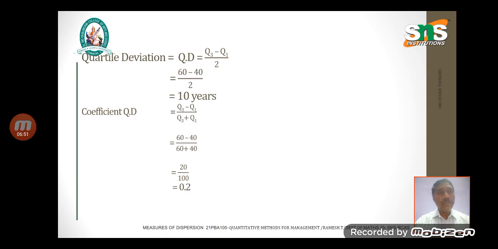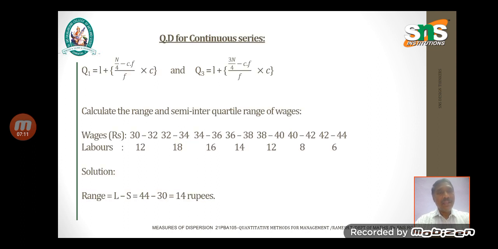So (Q3 minus Q1) by 2, that is (60 minus 40) by 2, that is equal to 10 years. And what is its coefficient? Q3 minus Q1 by Q3 plus Q1. That is 60 minus 40 divided by 60 plus 40. So that is equal to 20 by 100. That is 0.2. That is the coefficient of quartile deviation.